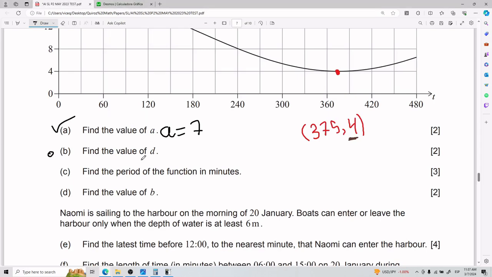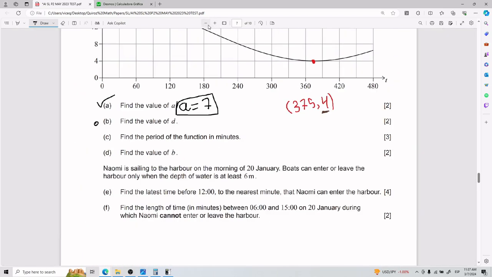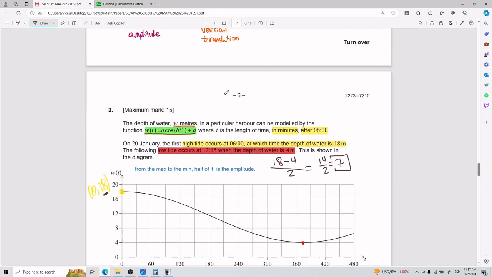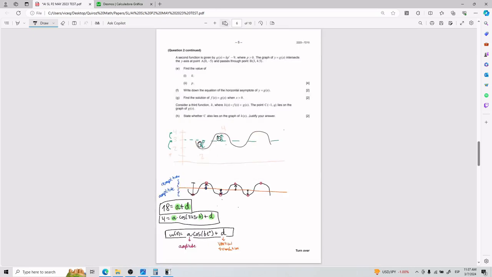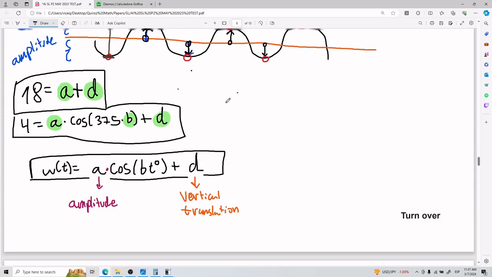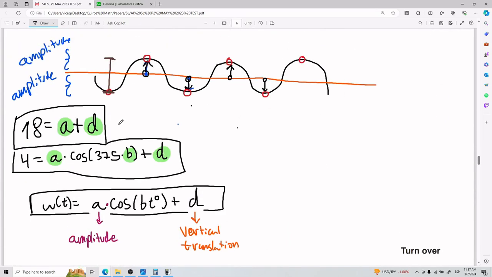For part B, we need to find the value of D. Because we took a moment to really write down all the information in our diagram beforehand, it helps a lot along the way. And so you have all these tools in front of you to solve this problem. You now know that A equals 7. So what is the key information I wrote down earlier? These two equations.